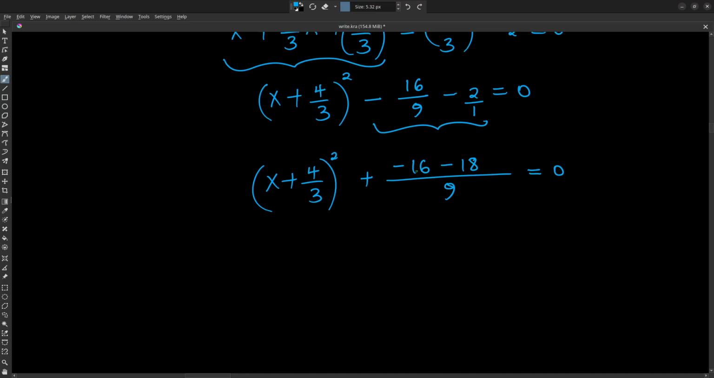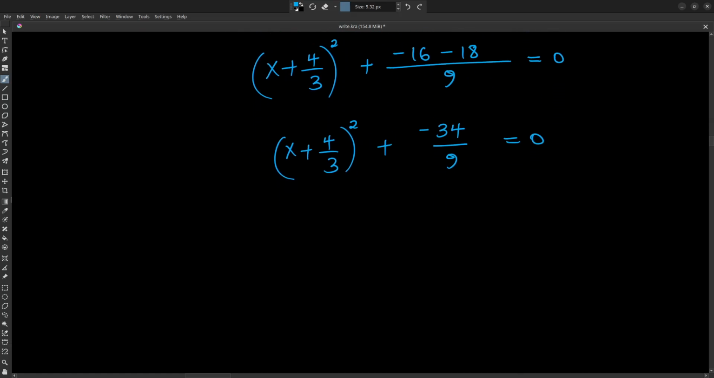So negative 16 minus 18 becomes negative 34 over 9. And then on the left, we still have (x + 4/3)² plus negative 34/9 equals 0. So plus and negative gives you just a negative. So this is the same as minus 34 out of 9. Then we have (x + 4/3)² equals 0.